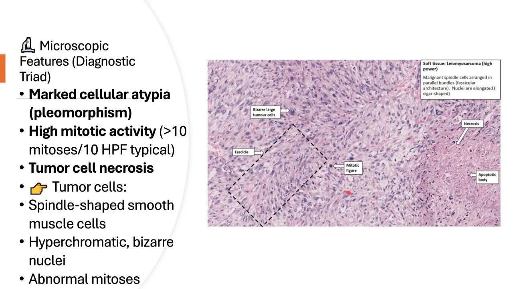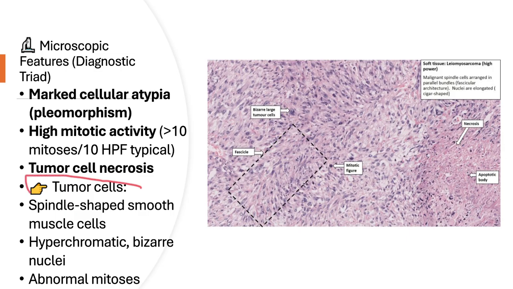When talking about the microscopic appearance of leiomyosarcoma, there is a diagnostic triad: pleomorphism or marked atypia of the cells, high mitotic activity, and tumor necrosis. These are the diagnostic triad.